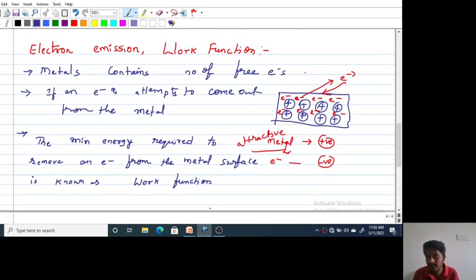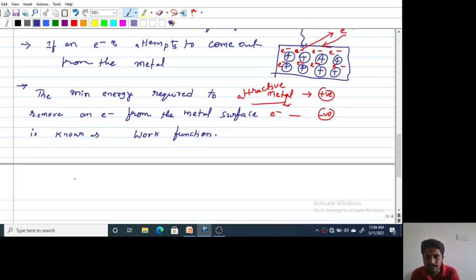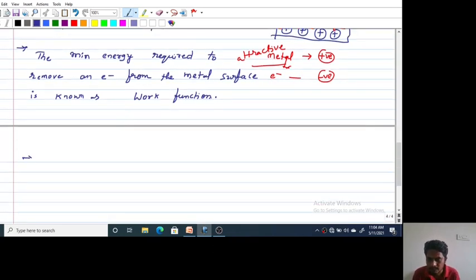Once again, electrons by themselves cannot come out from the metal surface. When you provide energy externally, these electrons absorb that energy, and that energy should be more than this attractive energy, then only can the electron come out from the metal surface. Whatever energy is required to remove an electron from the metal surface is said to be the work function of that metal.